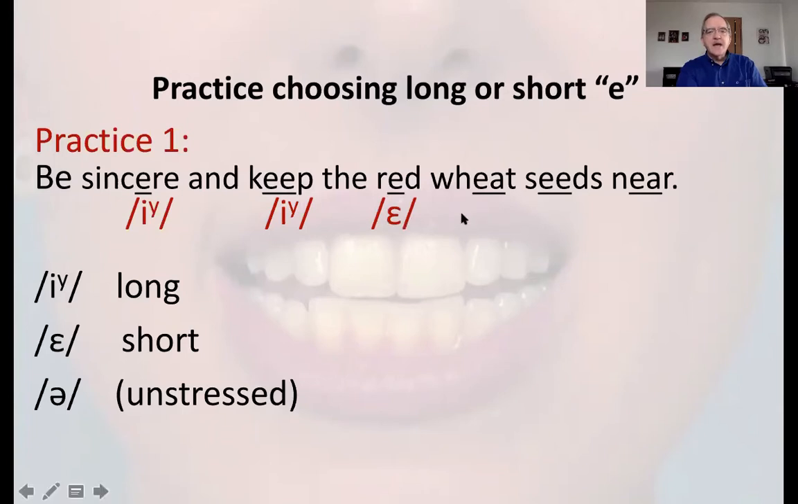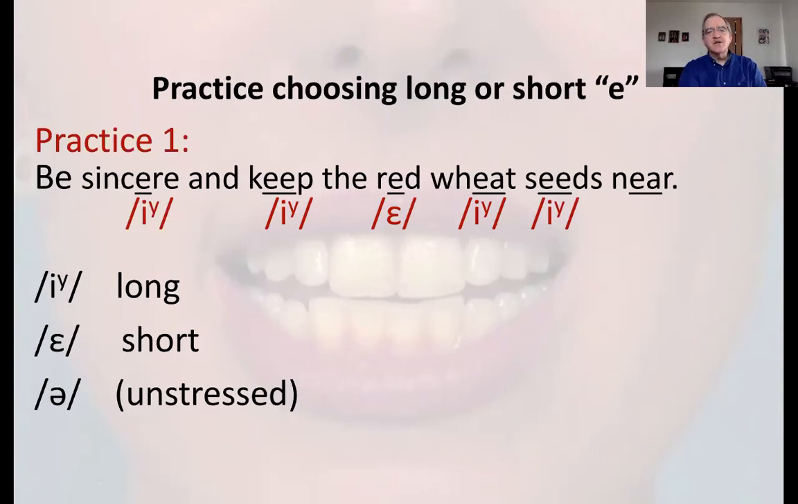The next one, red. Eh. This is the one vowel rule. If you have a short word and one vowel, it takes the short sound, eh, red. The next one, wheat. This is the two vowel rule. You have EA, two vowels. The first vowel takes a long sound, wheat.